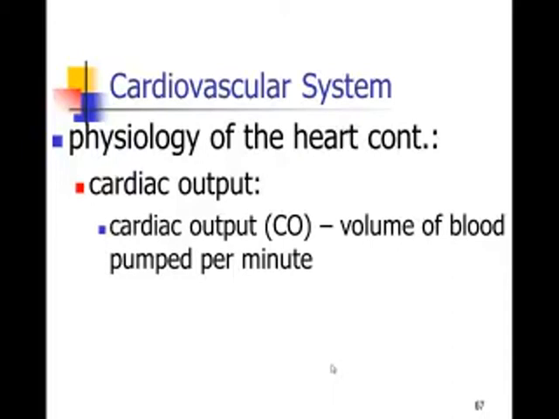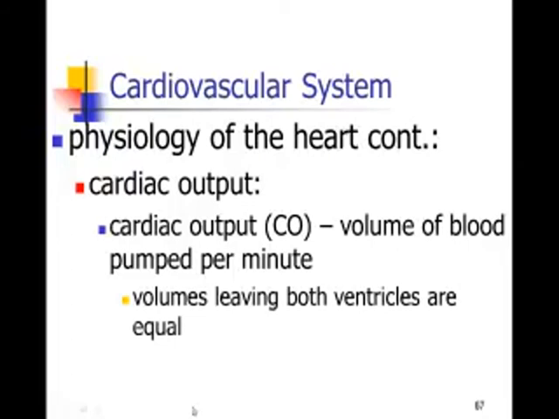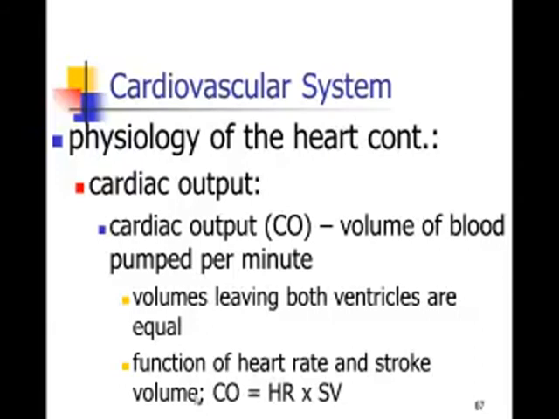So the next thing we want to address is cardiac output. Cardiac output is the volume of blood that gets pumped in a minute. And it's going to be the volume leaving both ventricles. It's going to be the same for both the left and the right sides. And this is because it is a closed system. So since the right side is going to receive everything that the left side pumped, the right side pumps out and the left side receives that, and it has to be the same.